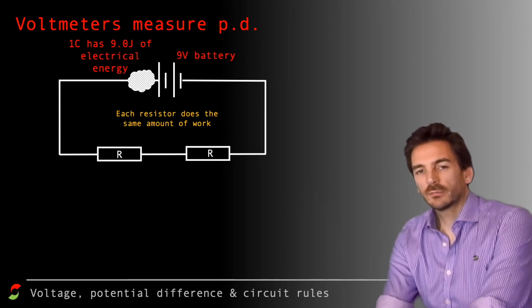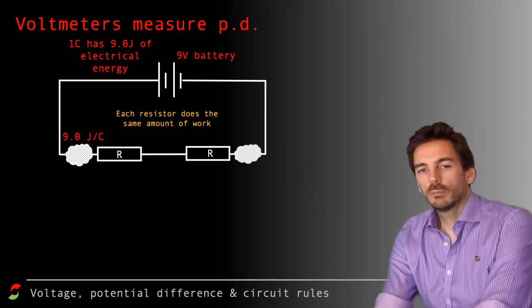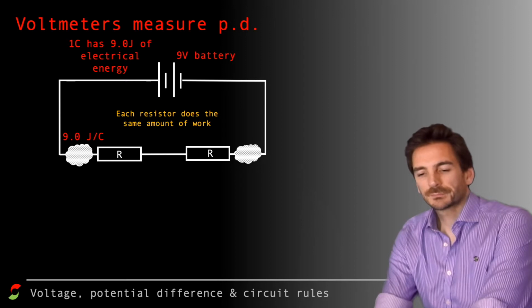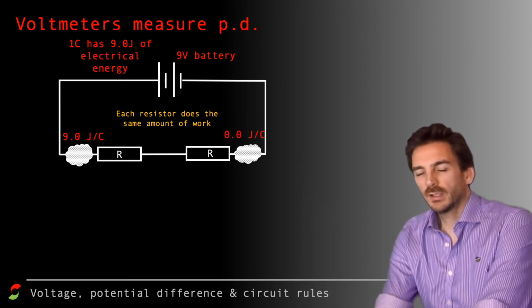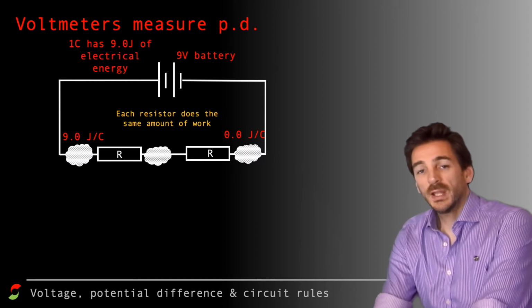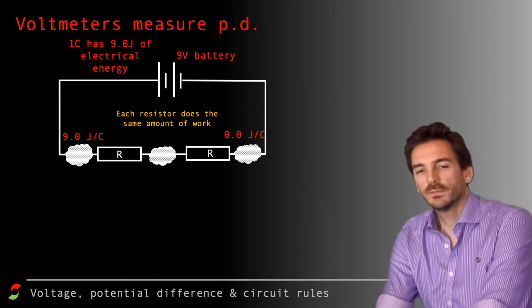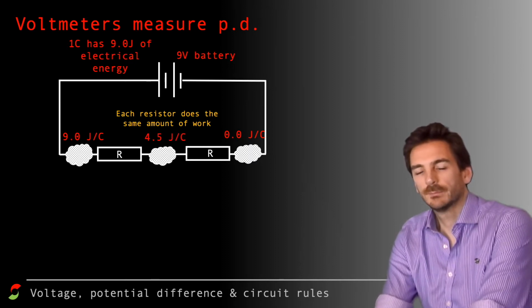So when that coulomb gets around to this point, it hasn't done any work yet, it's still got 9 joules of electrical energy. And after those two resistors, that coulomb will have no electrical energy. Remember, that doesn't mean no kinetic energy, it means no electrical energy. If each of them is going to do half the amount of work, when the coulomb goes through the first resistor, it's done half its work. That means it's lost or converted half of its energy, so it's got 4.5 joules of electrical energy.